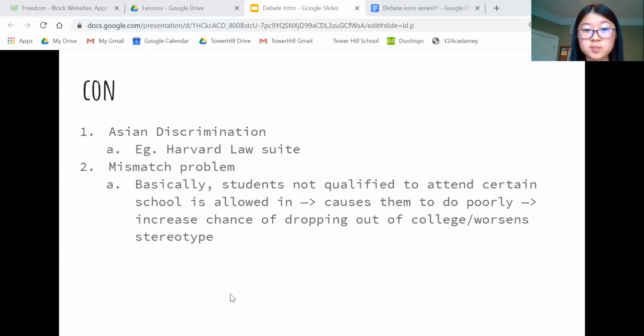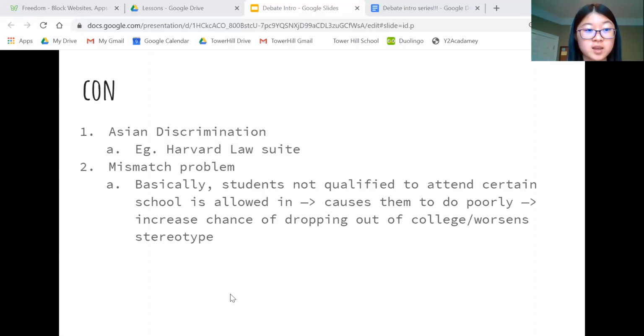Con, on the other hand, might argue Asian discrimination. This is essentially where affirmative action discriminates against certain minority groups. So, for example, Harvard actually rejected an Asian student with a perfect GPA, a great transcript, and lots of extracurricular activities because Harvard can't take in all students because they have a quota. And so they sued, saying that you're discriminating against us Asians in favor of other minority races. That's one argument con can run.